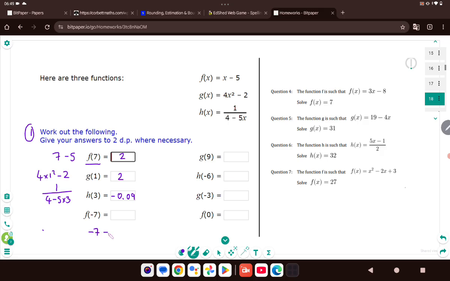So minus 7, take away 5, minus 12. g of 9. Just put my working out for this over here. 4 times 9 squared, take away 2, 322. h of minus 6, minus 11. g of negative 3. Don't forget in your calculator the brackets around the negative 3. And f of 0.